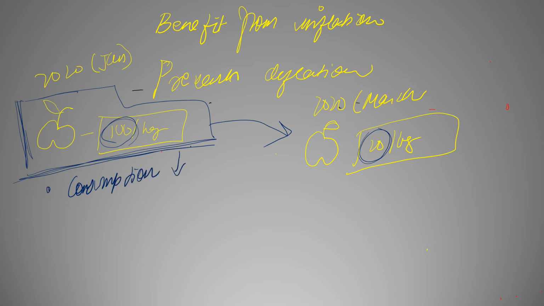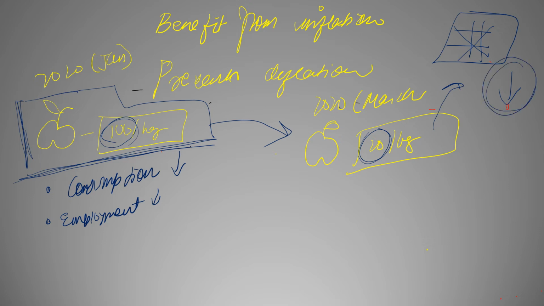If consumption will decrease, then employment will decrease. By employment I mean the laborers that were involved in sowing the seeds for apple or doing whatever processing is required for apple to be done before selling, the number of those people will decrease because they'll start getting fired. So employment will decrease. As employment decreases, the wages will decrease.